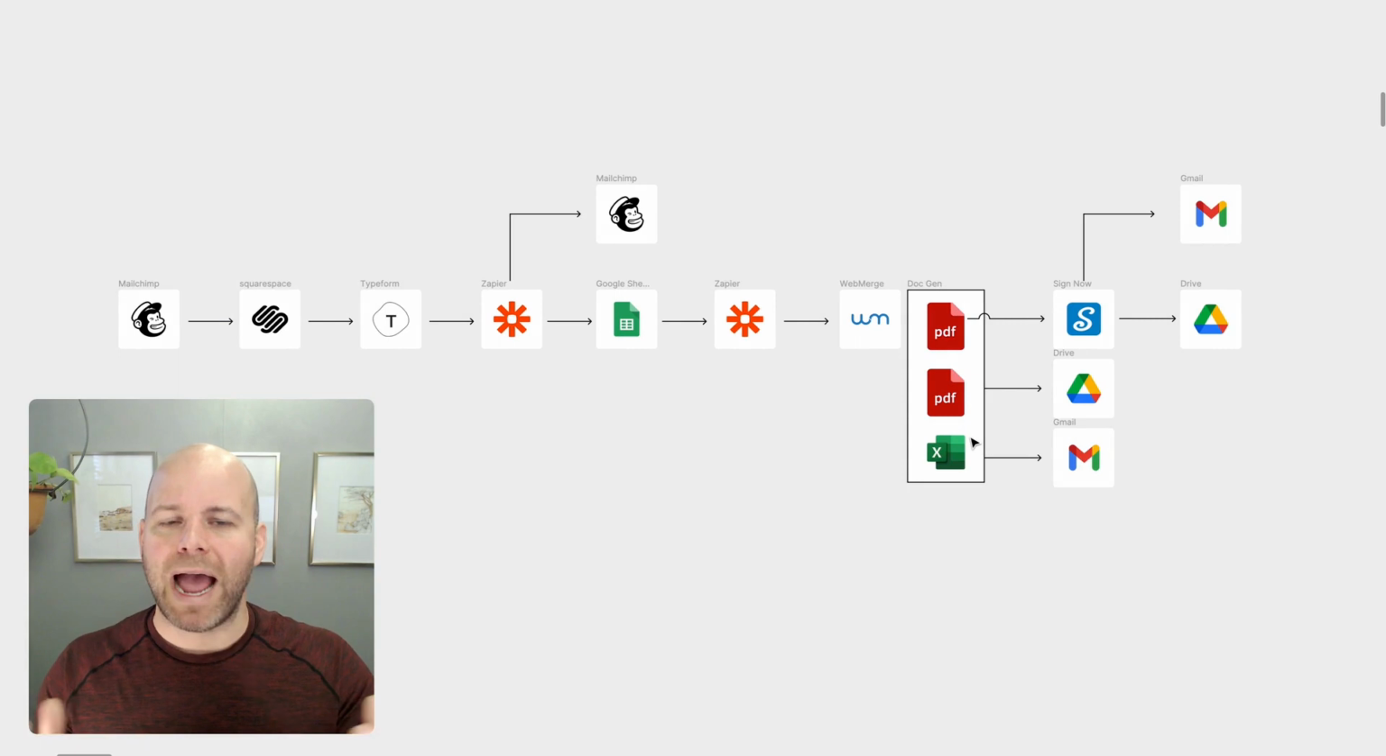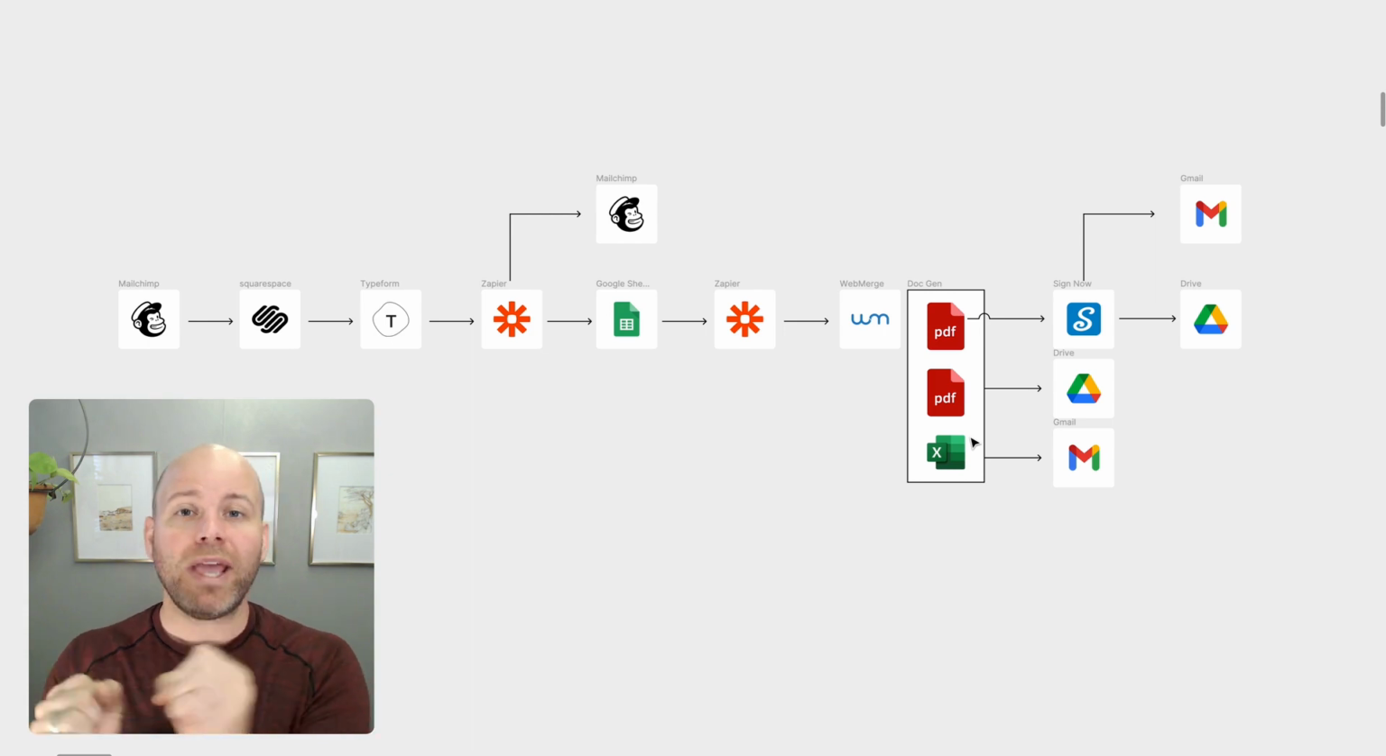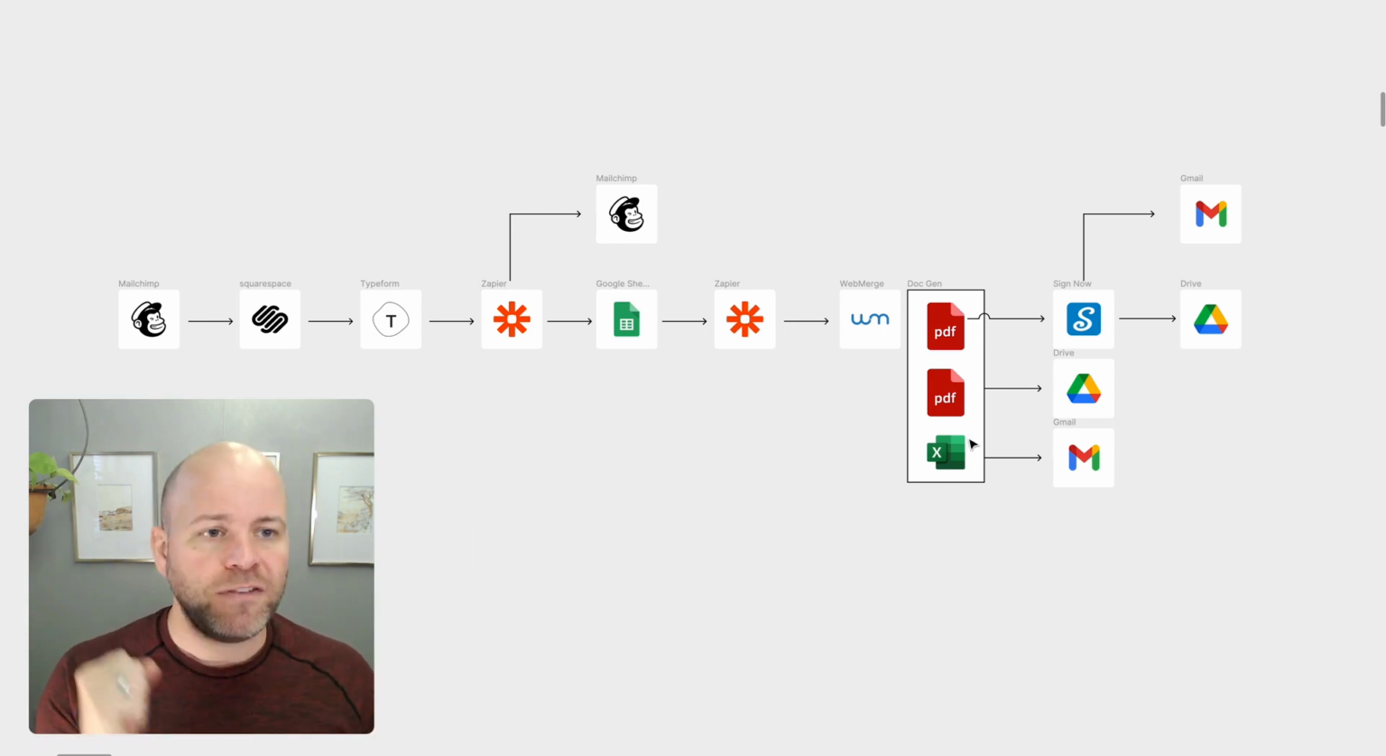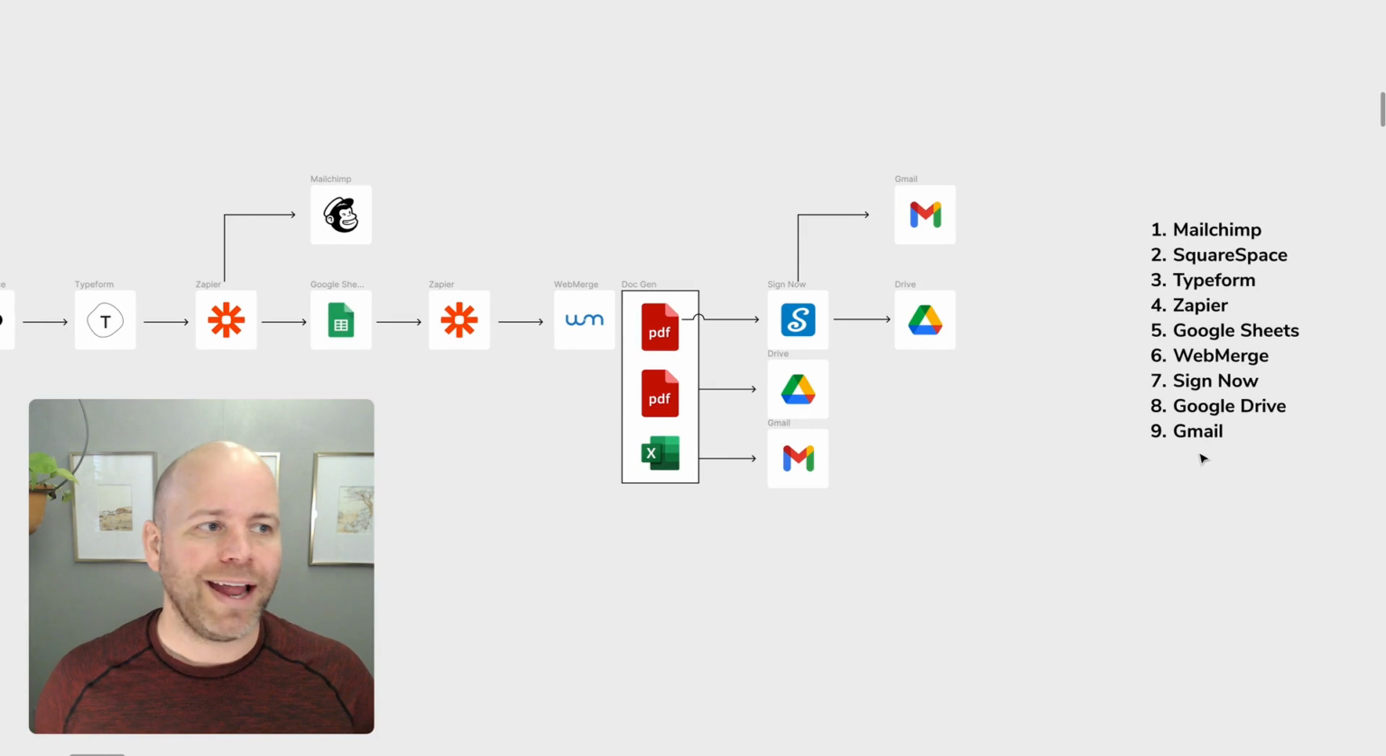There are tools now that can do a lot of this under one roof. At the time, there wasn't really anything that ticked all the boxes, so we had to piece this all together. If you count them up, there are 9 tools that we are using: Mailchimp, Squarespace, Typeform, Zapier, Google Sheets, Webmerge, SignNow, Google Drive, and Gmail.